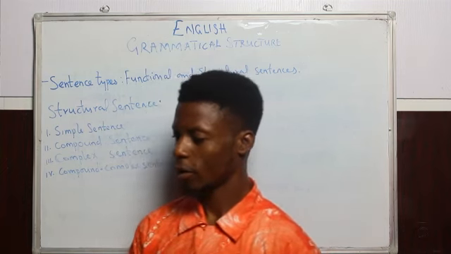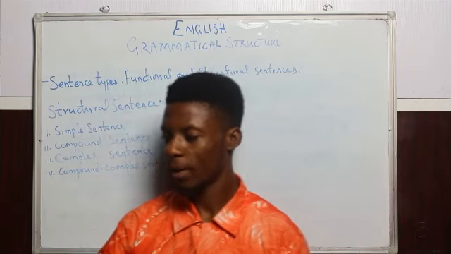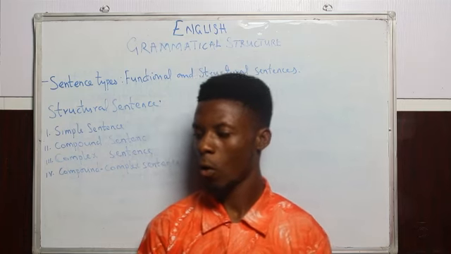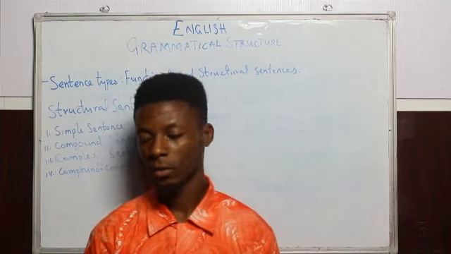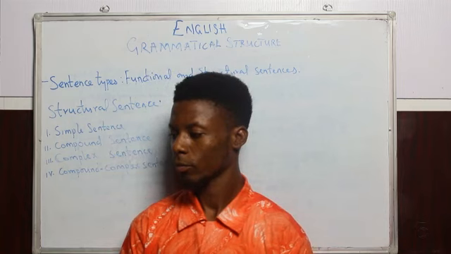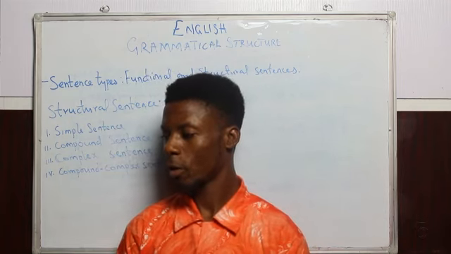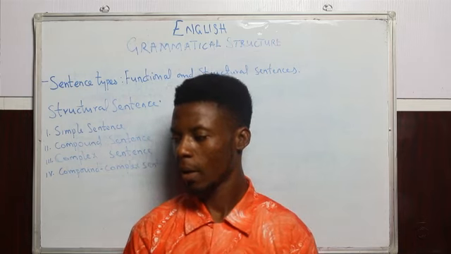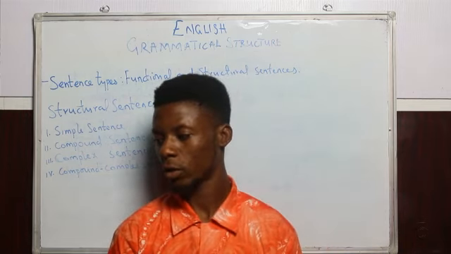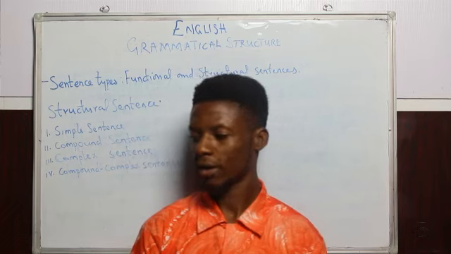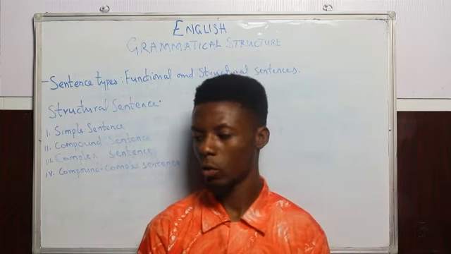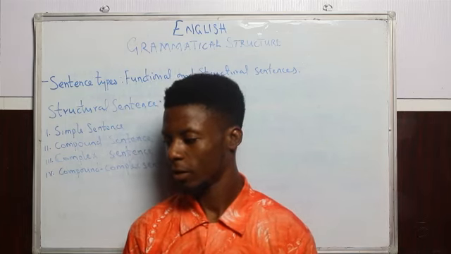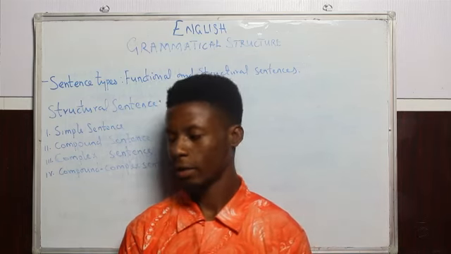The next, we have the complex sentence. A complex sentence contains one main clause and one or more subordinate clauses. The subordinate clause in a complex sentence is linked to the main clause by means of a subordinating conjunction, such as because, although, unless, whereas, when, if, etc.